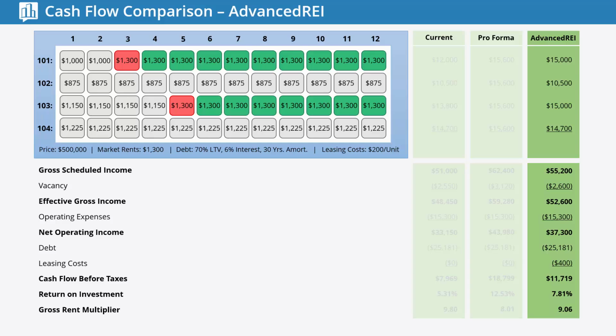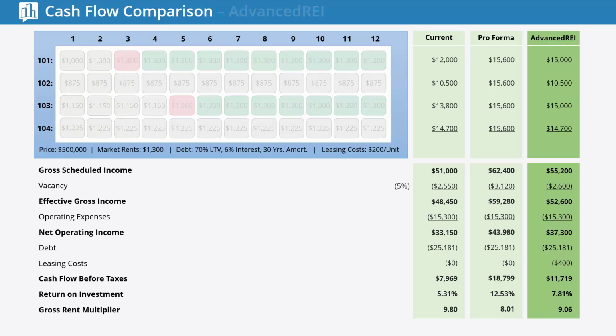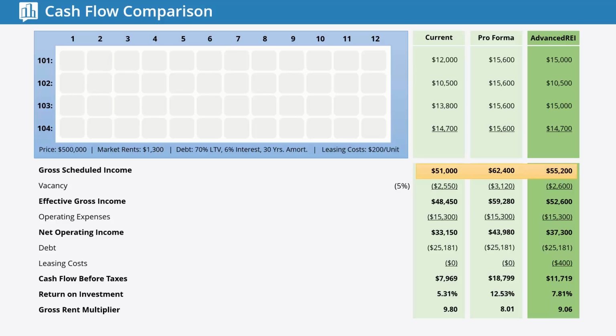Now let's take a look at all 3 cash flow statements side by side and compare them. If we look at AdvancedREI's gross scheduled income, it's $55,200, which is an 8% increase over the current gross scheduled income of $51,000. This increase in income directly translates to an increase in reported value.